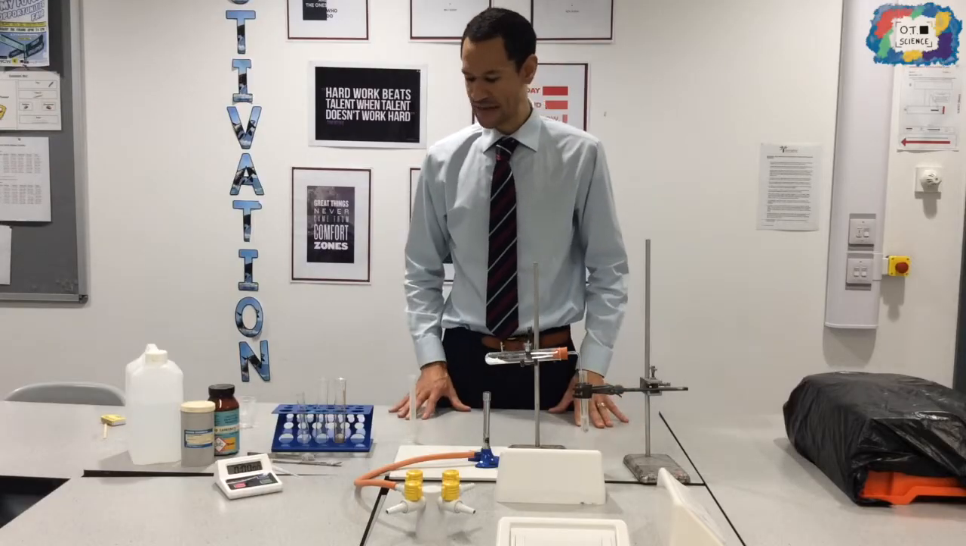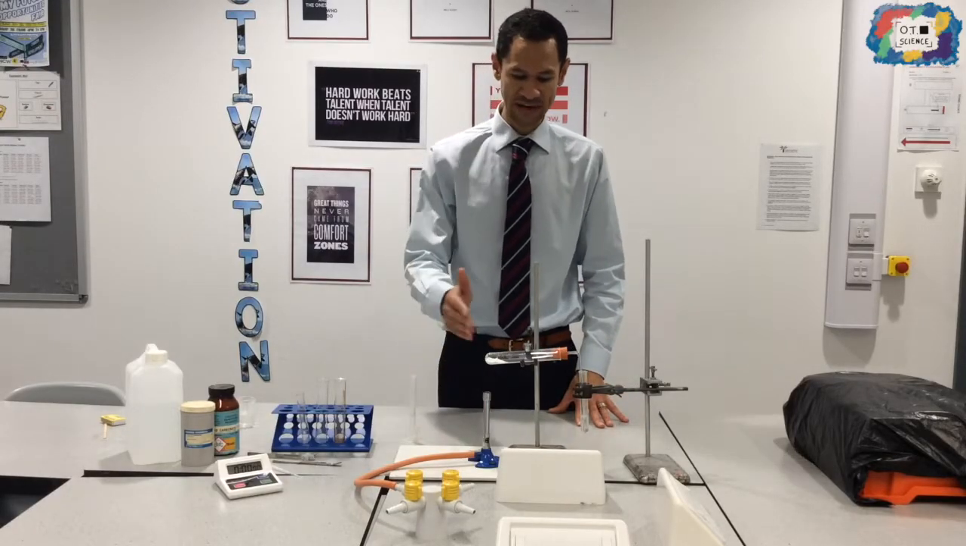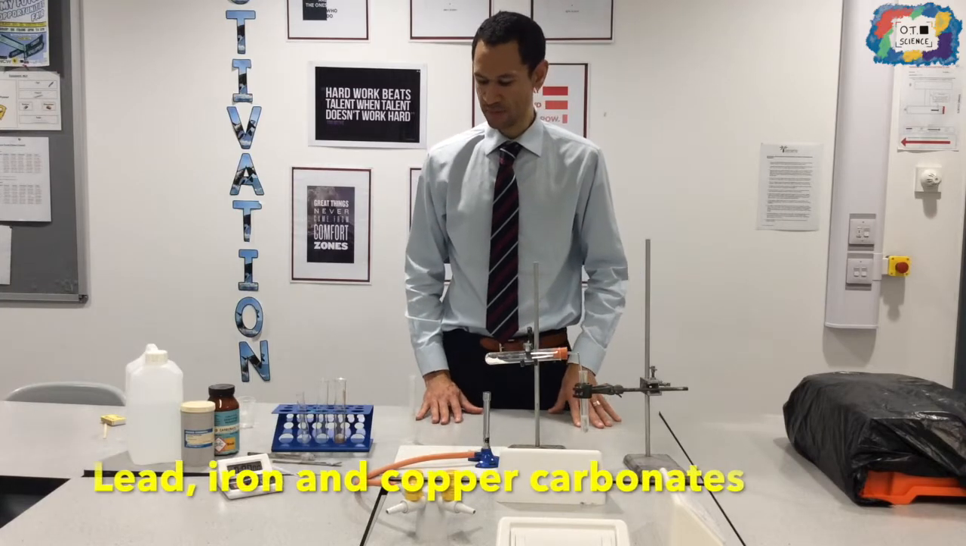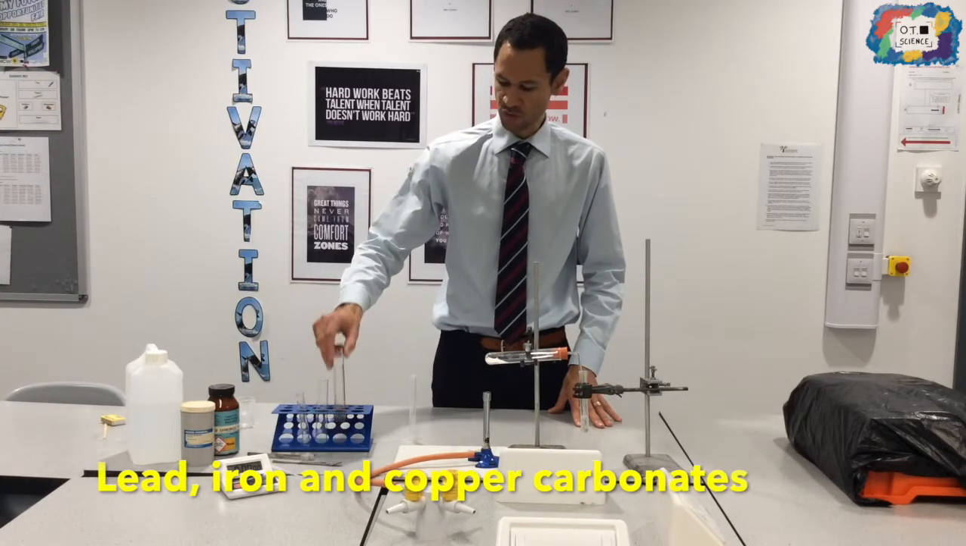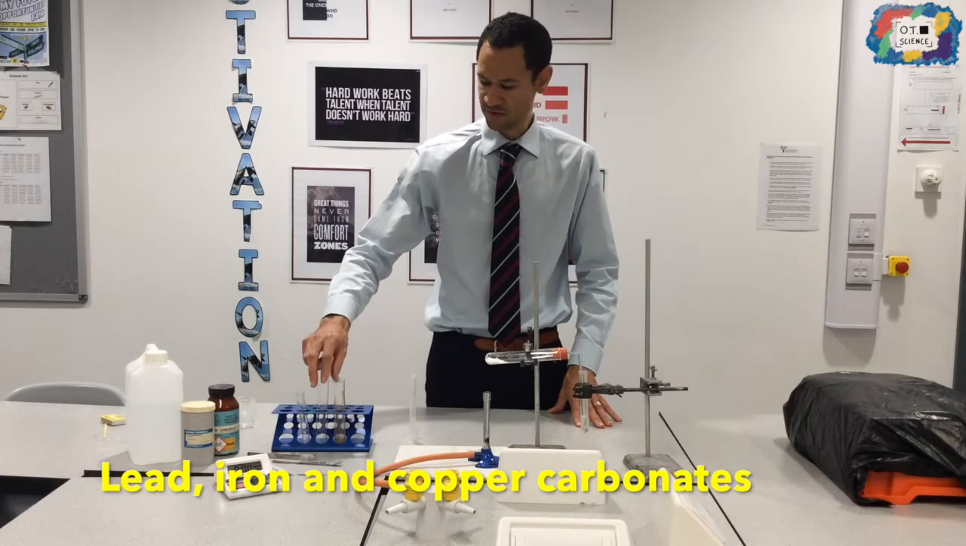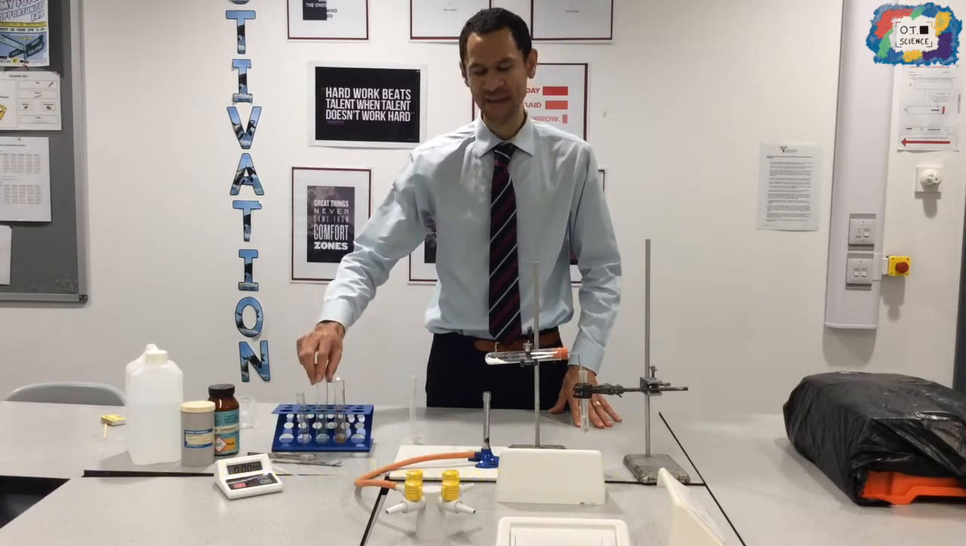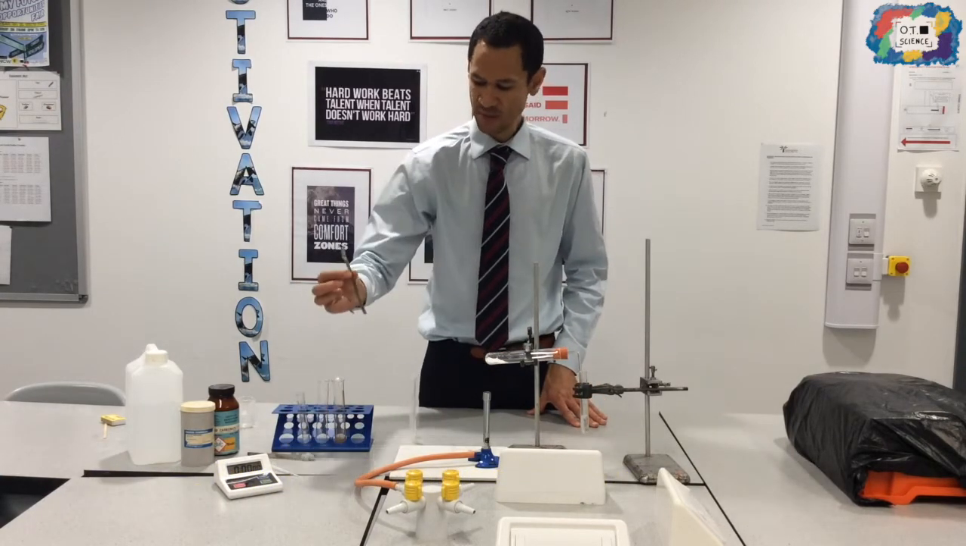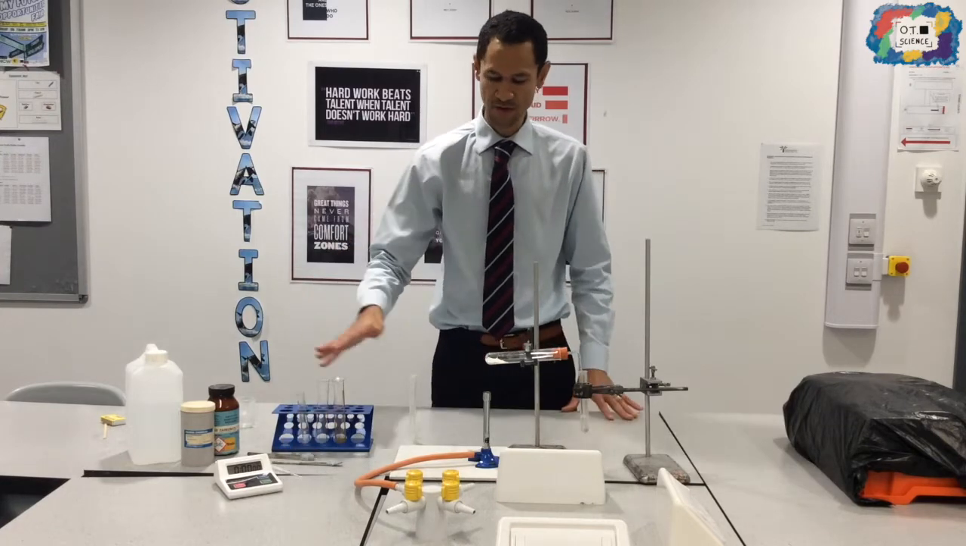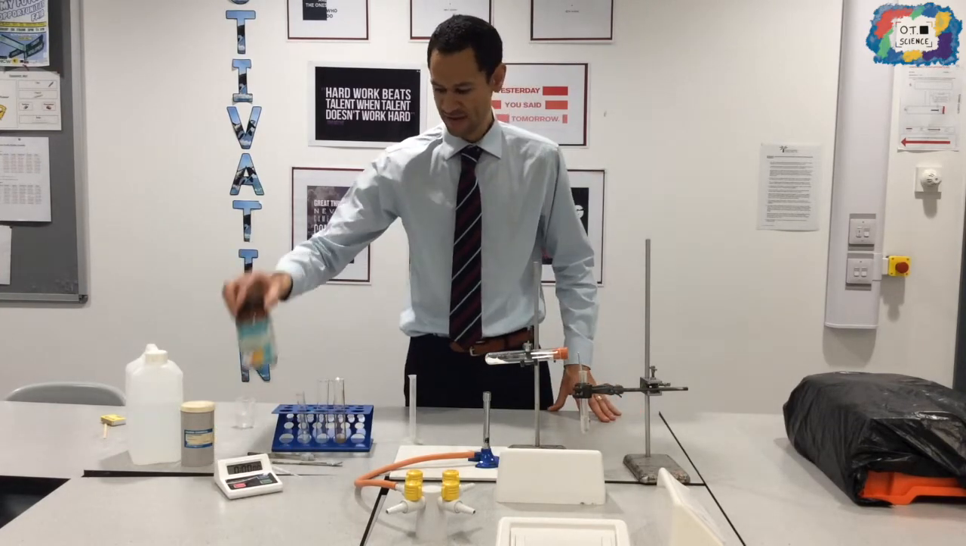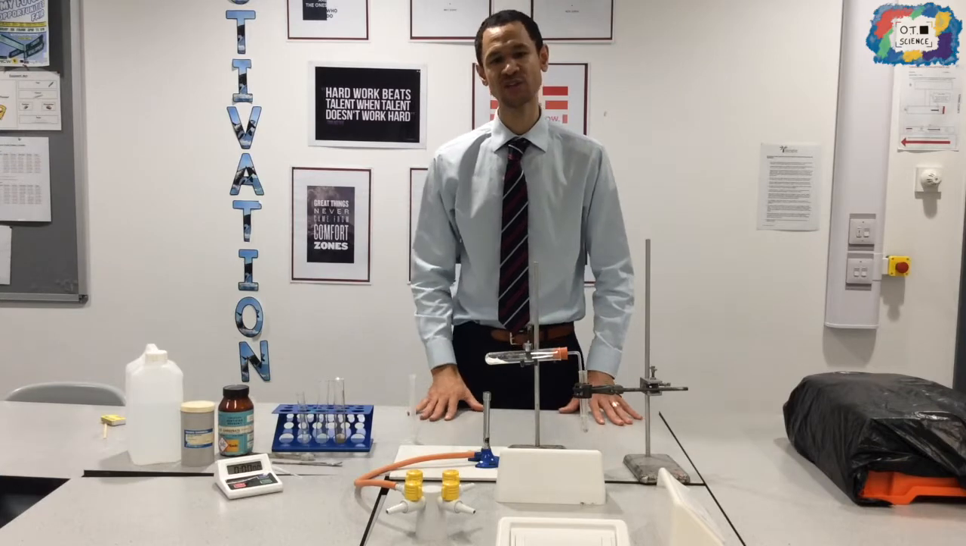We've got 3 metal carbonates. We've got lead carbonate in this boiling tube at the moment, and in 2 other boiling tubes I've got iron carbonate, which is brown in colour, and copper carbonate. And I used a spatula in order to transfer the metal carbonates from their containers into each boiling tube.